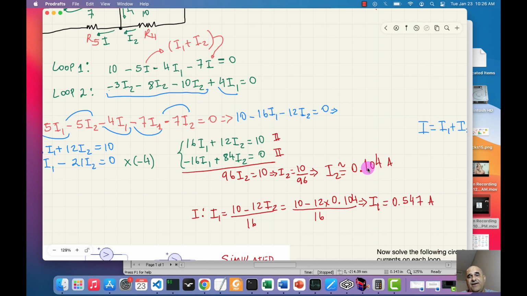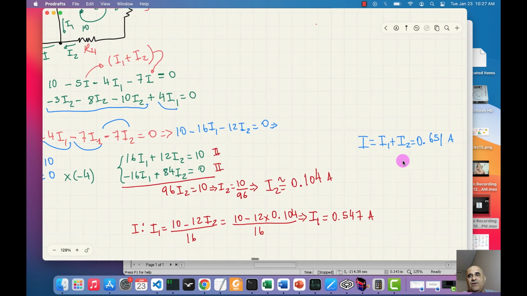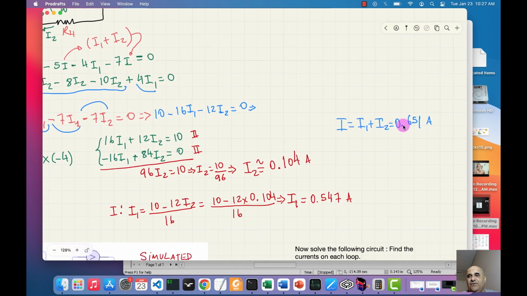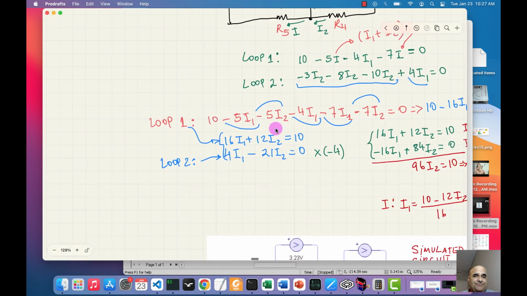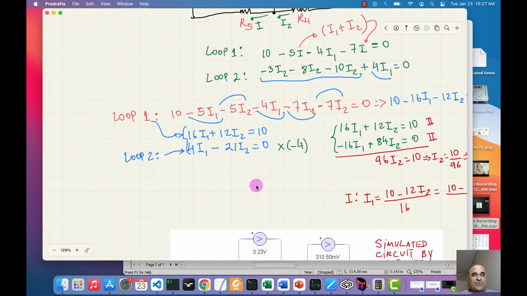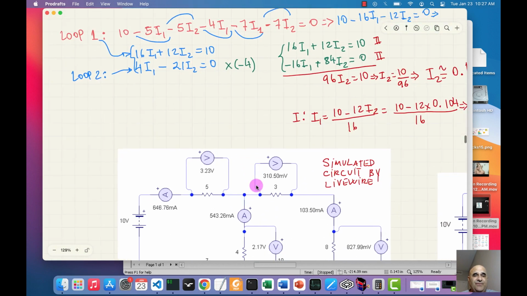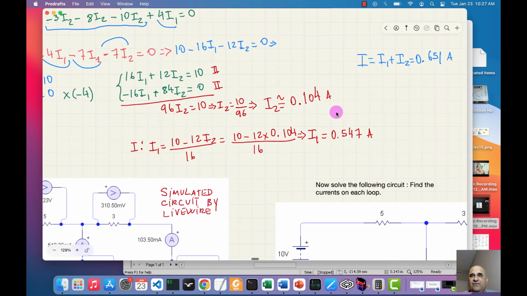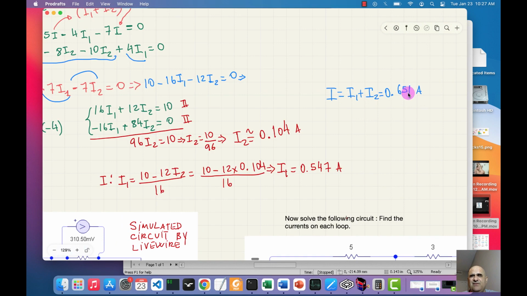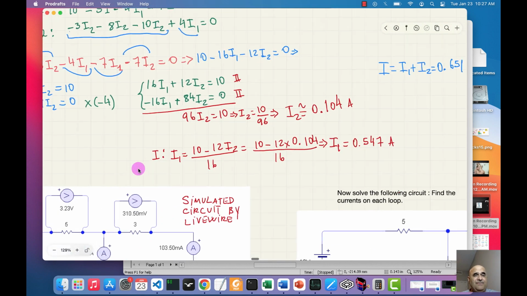Well, so I have I1, I2, and of course I can calculate my I, which is 0.651 ampere or 651 milliampere. Well, you can solve this problem using a programming language. And of course, I'm going to run my simulator. Look, according to the simulator, this is the I, which is, as you can see, very, very close. Okay, the error is less than 10%.